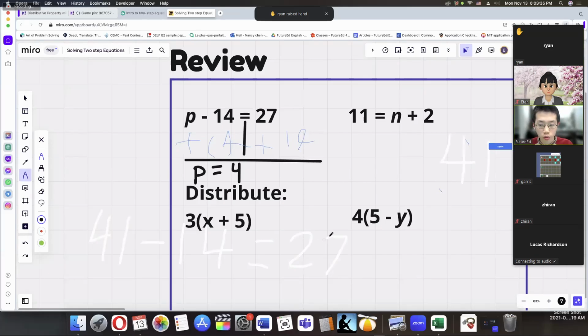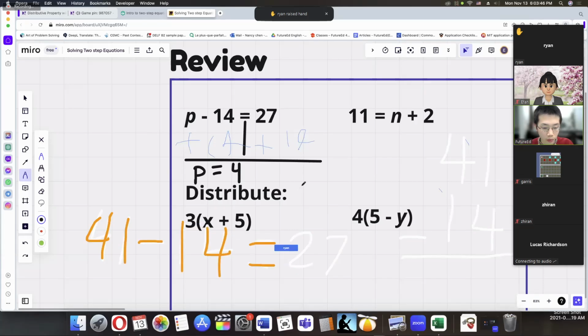Can you also change it to a different color, please, Ryan? It's a little bit hard to see. I mean, I can see the 41, but yeah, okay, that might work a bit better.